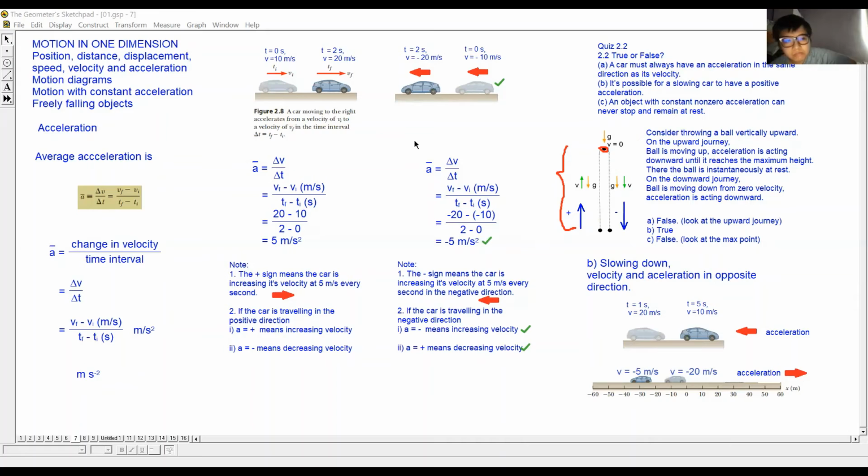But you call it deceleration or what? Deceleration. When the negative acceleration, you call it deceleration, right? Okay.